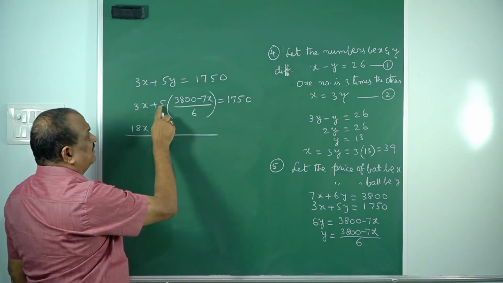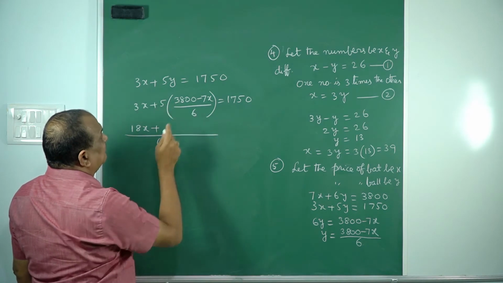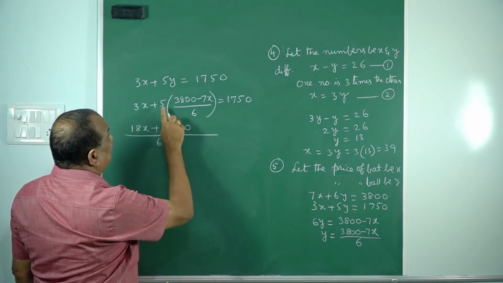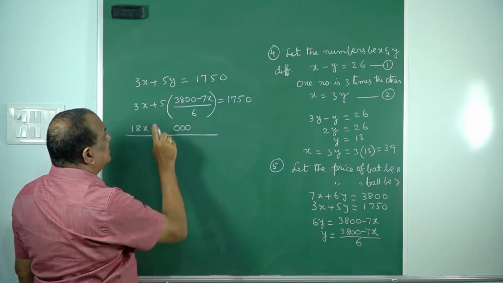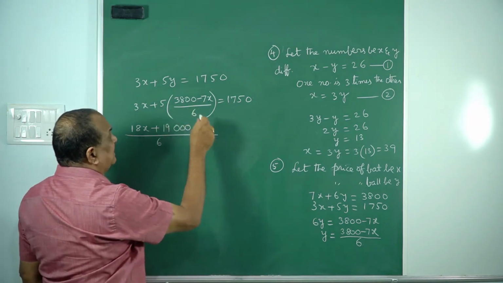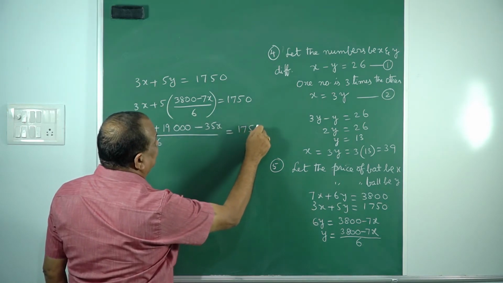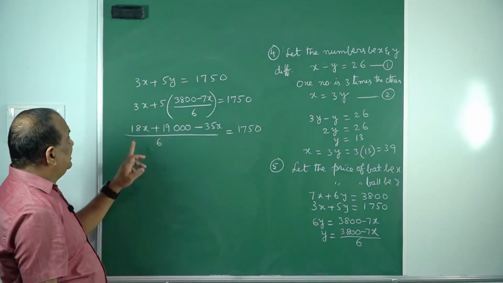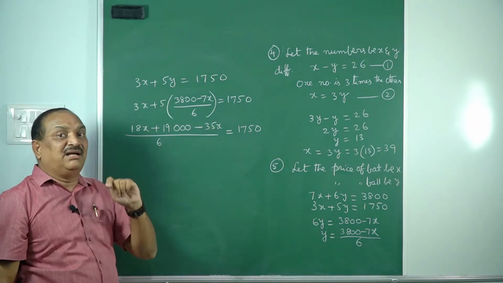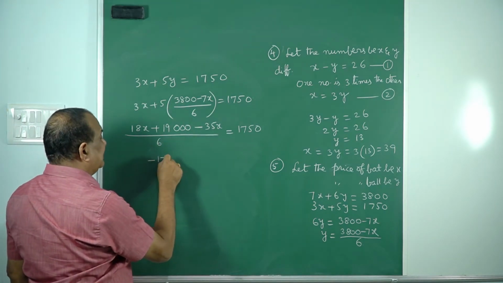Come on, tell me what do you have on the top? 5 times this one. 15,000, and 5 times 800, 4,000 of course. 5 times 0, 0. 5 8s 40, 0 4. 5 3s 15 and 4, 19. Minus 5 times 7x, 35x, is equal to 1750. Now 18x you have got, but you have to take away 35x. It is minus 17x. 18 minus 35 is minus 17x.